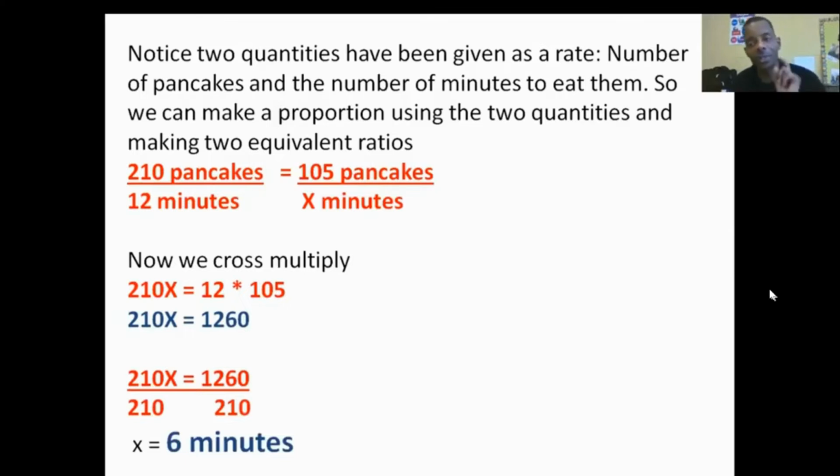So the answer 6 is only based on the rate that we were given that it took him to eat 210. If you change the rate, we would change the answer of 6 to something else. All right? Next problem.